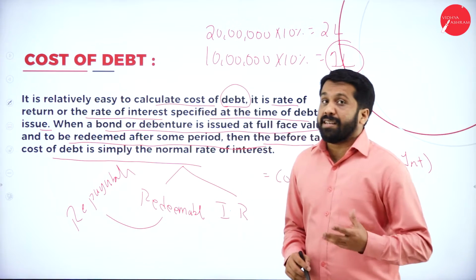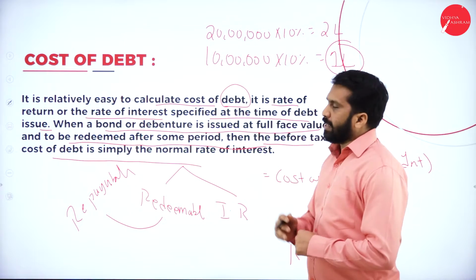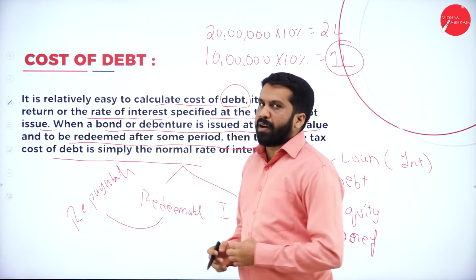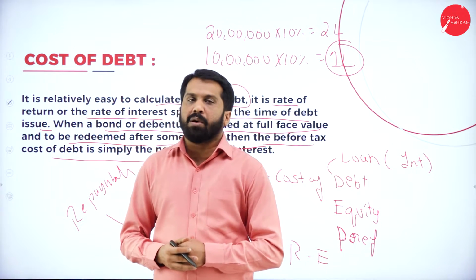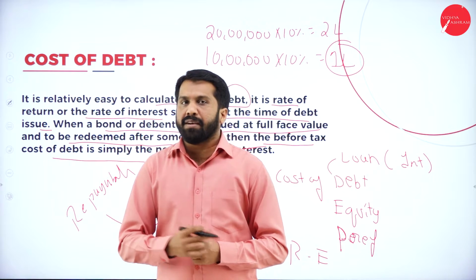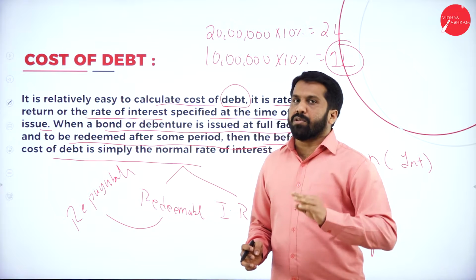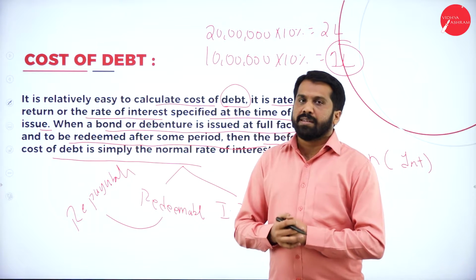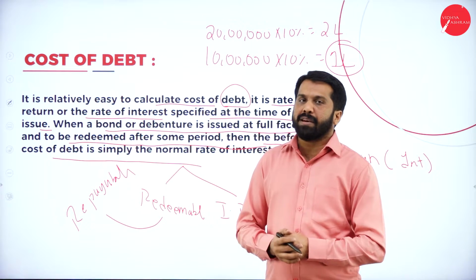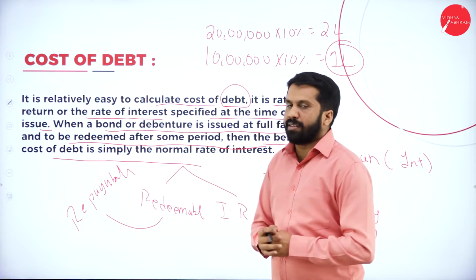Redeemable means repayable. You have taken 10 lakh from the public. After 5 years, you pay it back. That is called redeemable, repayable. You have taken 10 lakh from the public. Unless and until you close your company, you will not pay it back. So that is called non-repayable, or irredeemable debenture.